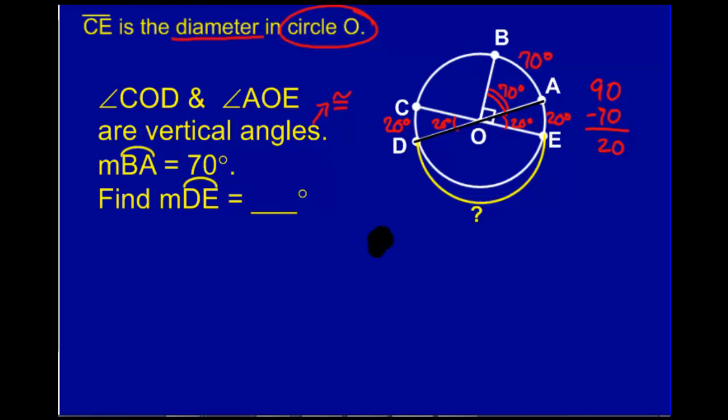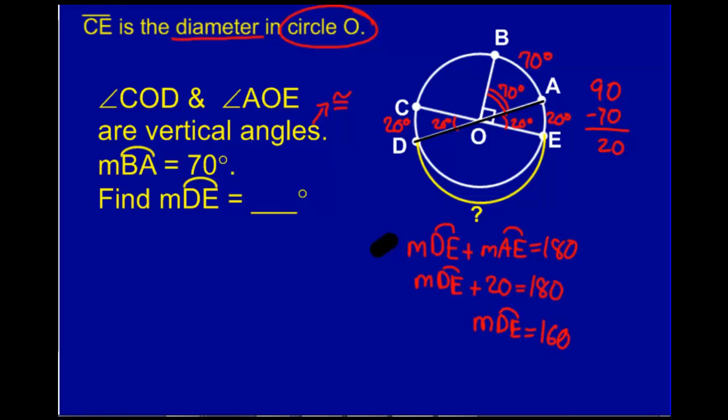So the measure of arc DE plus the measure of arc AE equals 180. So we substitute in. We know the measure of arc AE is 20, and that equals 180. So when we subtract 20 from both sides of the equation, it's 160 degrees.